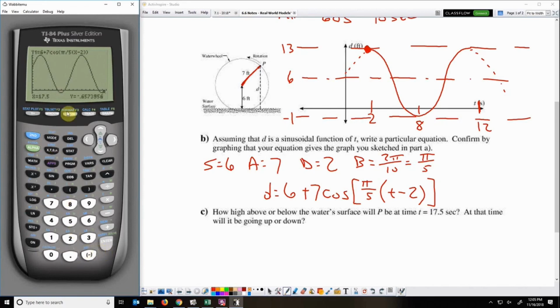And we're at negative 0.657 feet. And then is it going up or down? It's past this minimum here, so it looks like it's on its way up.